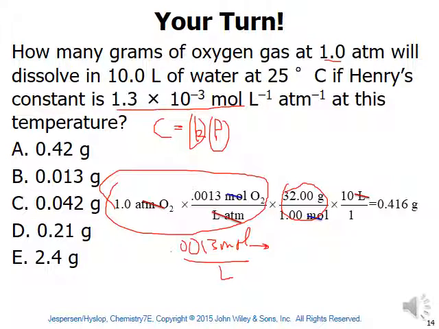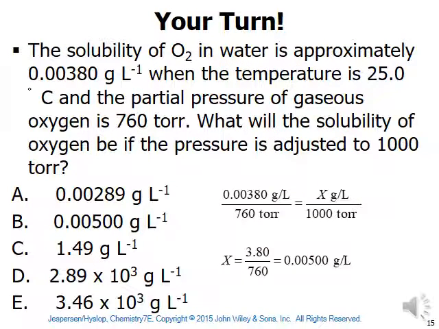Now what we have to do is change this to grams, so multiply it by its molar mass, 32. And that's in 10 liters, so you have to multiply this whole thing by 10. To get the grams, you get 0.416. Okay, so there's the answer, or 0.42 with sig figs, it's only 2 sig figs. This has 3, but remember you only go with 2.